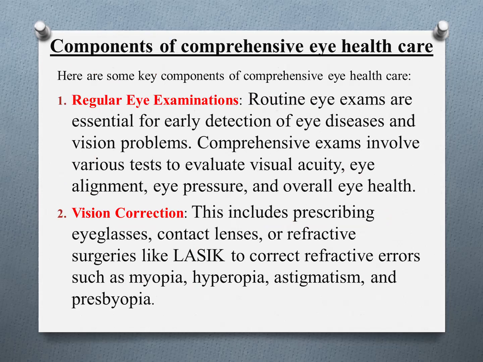Regular eye examination: routine eye exams are essential for early detection of eye diseases and vision problems. Comprehensive exams involve various tests to evaluate visual acuity, eye alignment, eye pressure, and overall eye health. Vision correction: this includes prescribing eyeglasses, contact lenses, or refractive surgeries like plastic to correct refractive errors such as myopia, hyperopia, astigmatism, and presbyopia.